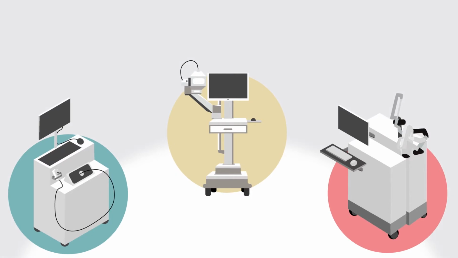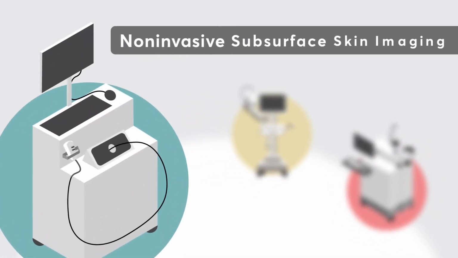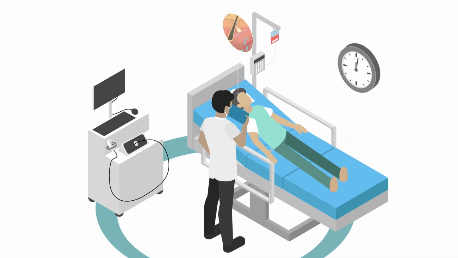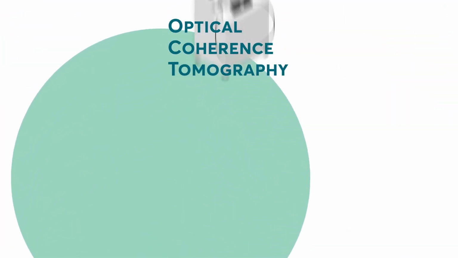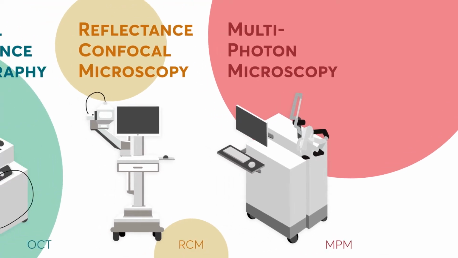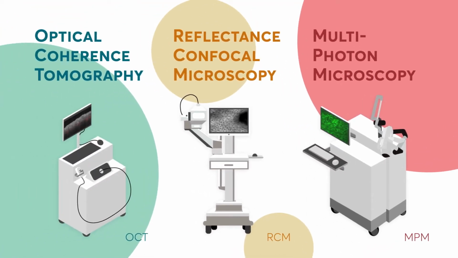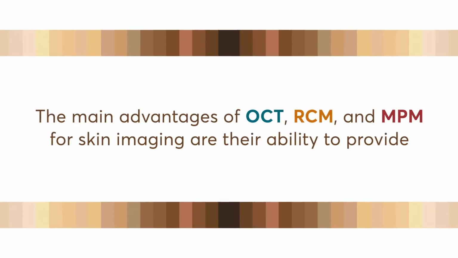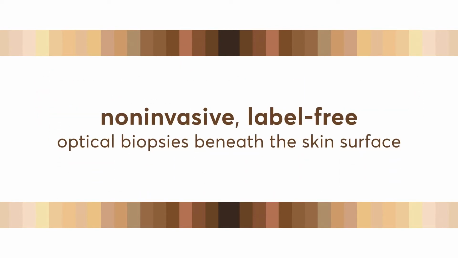Several high-resolution optical imaging technologies that can be used for non-invasive subsurface skin imaging have recently emerged for real-time detection, assessment, and therapeutic monitoring of skin diseases. These techniques include optical coherence tomography, OCT, reflectance confocal microscopy, RCM, and multiphoton microscopy, MPM. Each technique offers unique information about skin based on imaging depth, resolution, and image capture time. The main advantages of OCT, RCM, and MPM for skin imaging are their ability to provide non-invasive, label-free optical biopsies beneath the skin surface.